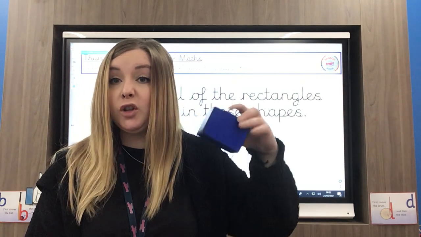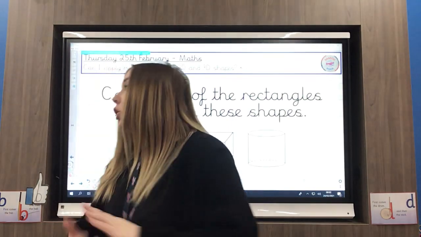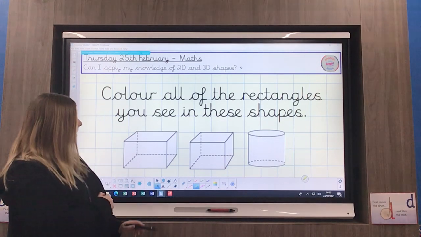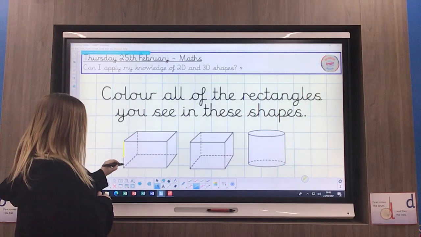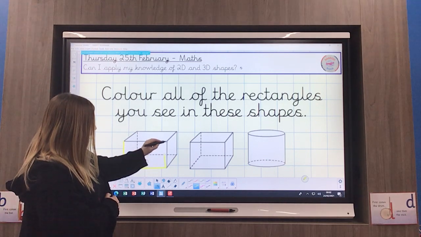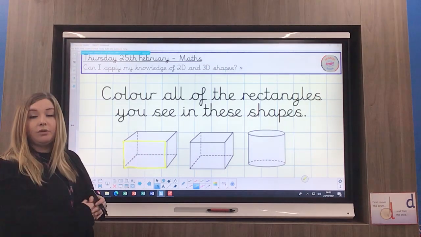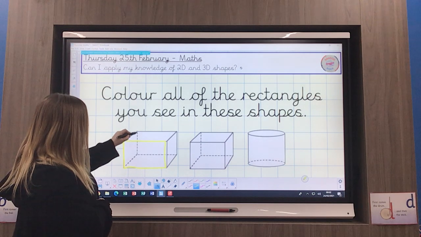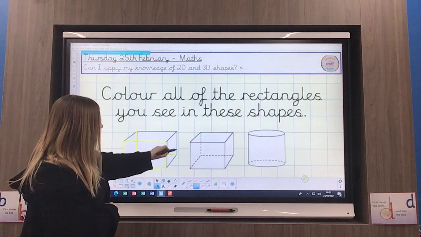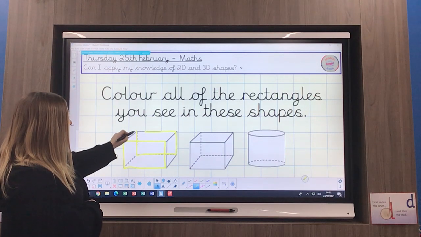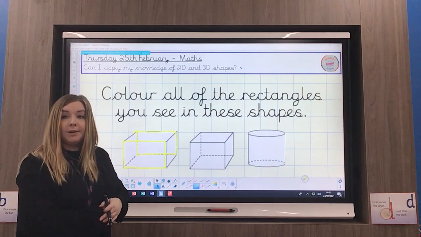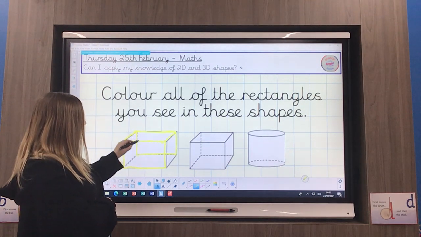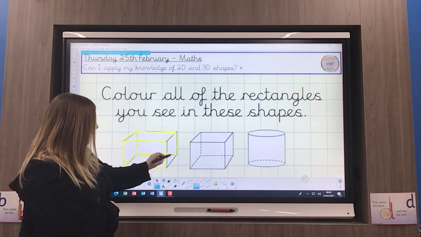And all you've got to do is you've got a drawing of this shape, and you've got to look for any rectangles that you can see. So I can see a rectangle here. Can you all see that, Year 4? That first rectangle there in our cuboid. Brilliant. Okay, and I can also spot another little rectangle here behind it. Can we see any more? I can see one here. And also one at the bottom.